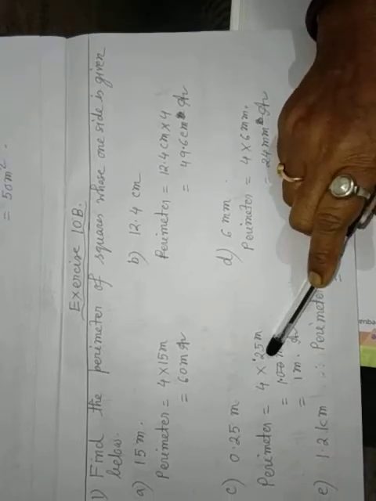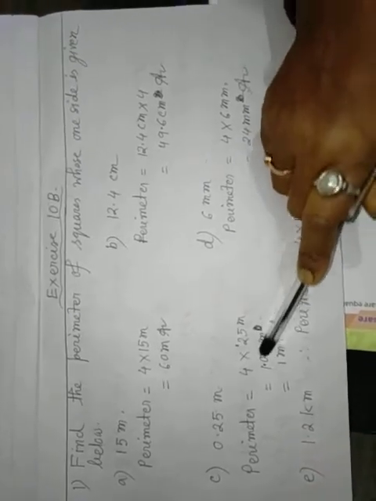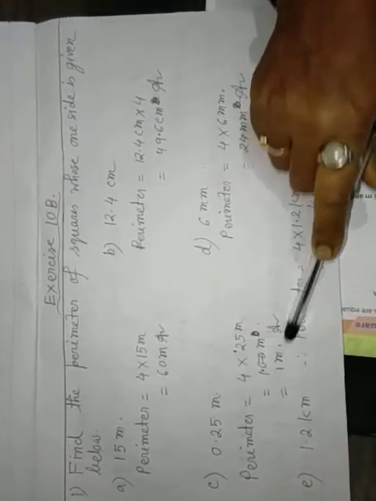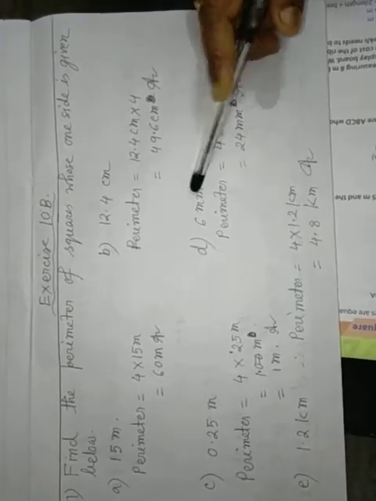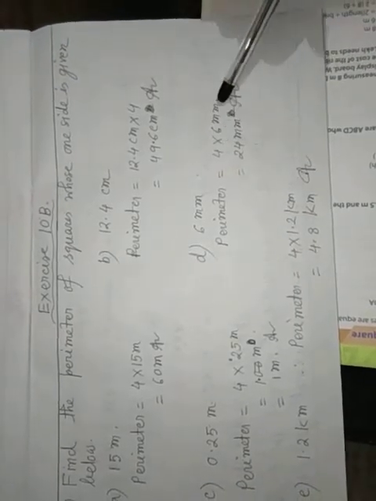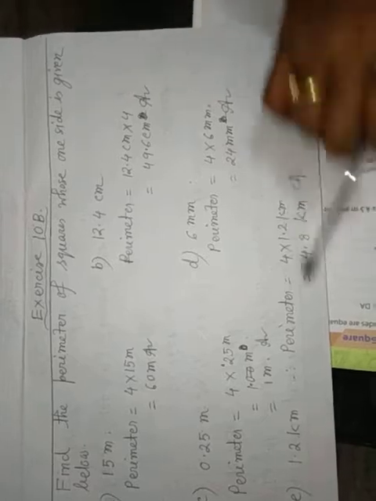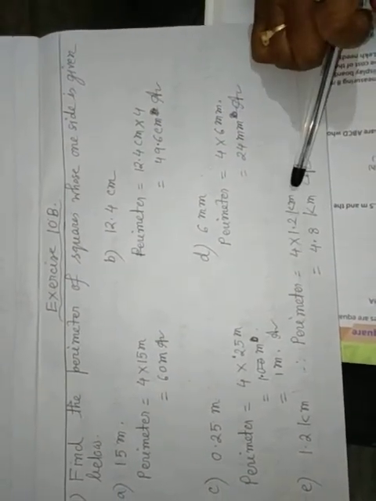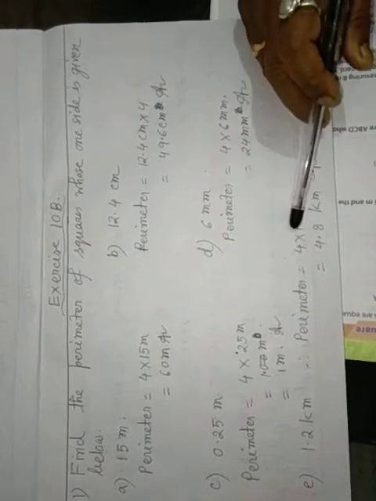C, 0.25 meter. Perimeter is 4 into 0.25, which is 1 meter. Next, 6 millimeter. That is 4 into 6 millimeter, 24 millimeter. Then 1.2 kilometer, that is perimeter equal to 4 into 1.2 kilometer. 12 into 4, 48, so 4.8 kilometer. Okay.